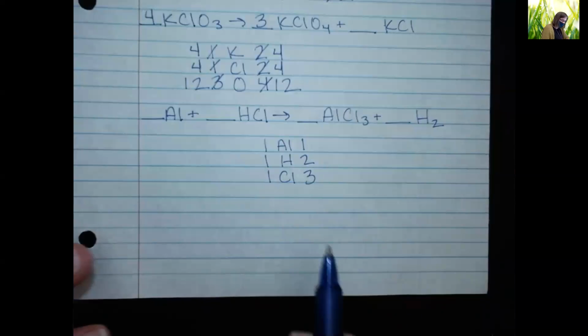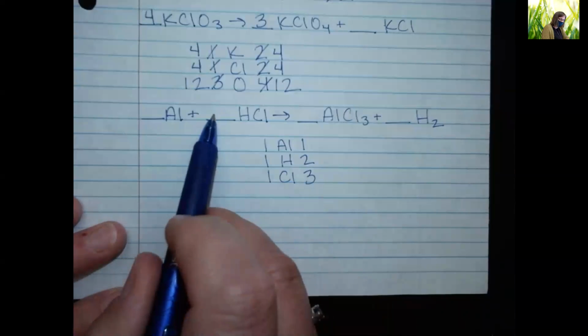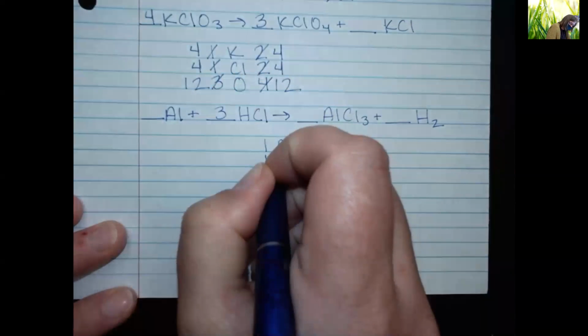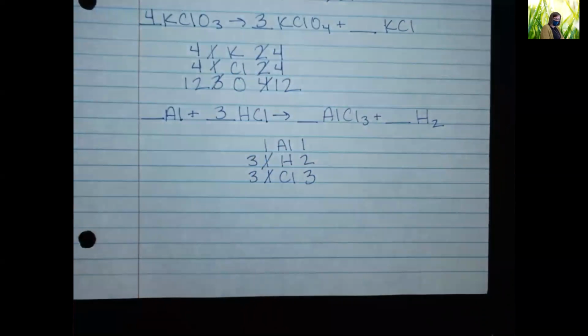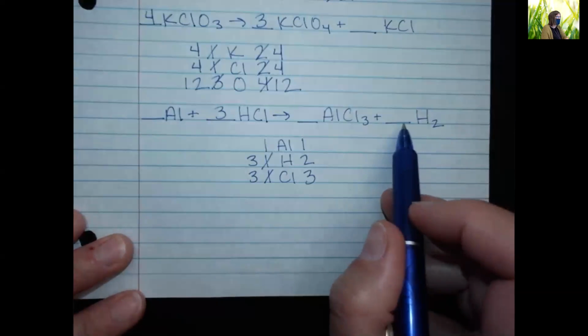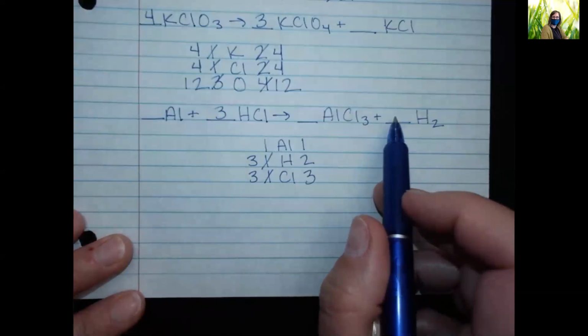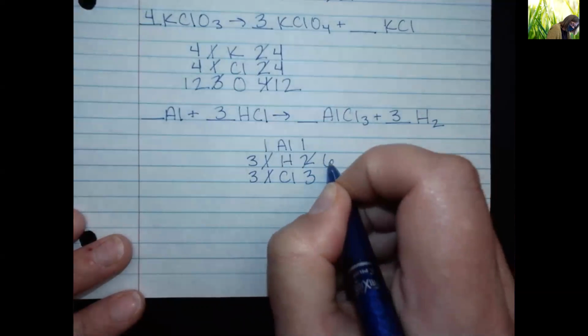Chlorine? All right. So we have 3 chlorines on this side. What number do we need to put here to have 3 chlorines? A 3. And that makes it so we have 3 hydrogens and 3 chlorines. Oh, so now we need more hydrogens on this side. So what number should we put here to make more hydrogens? Oh, you guys are smart. A 3, that gives us 6 hydrogens.